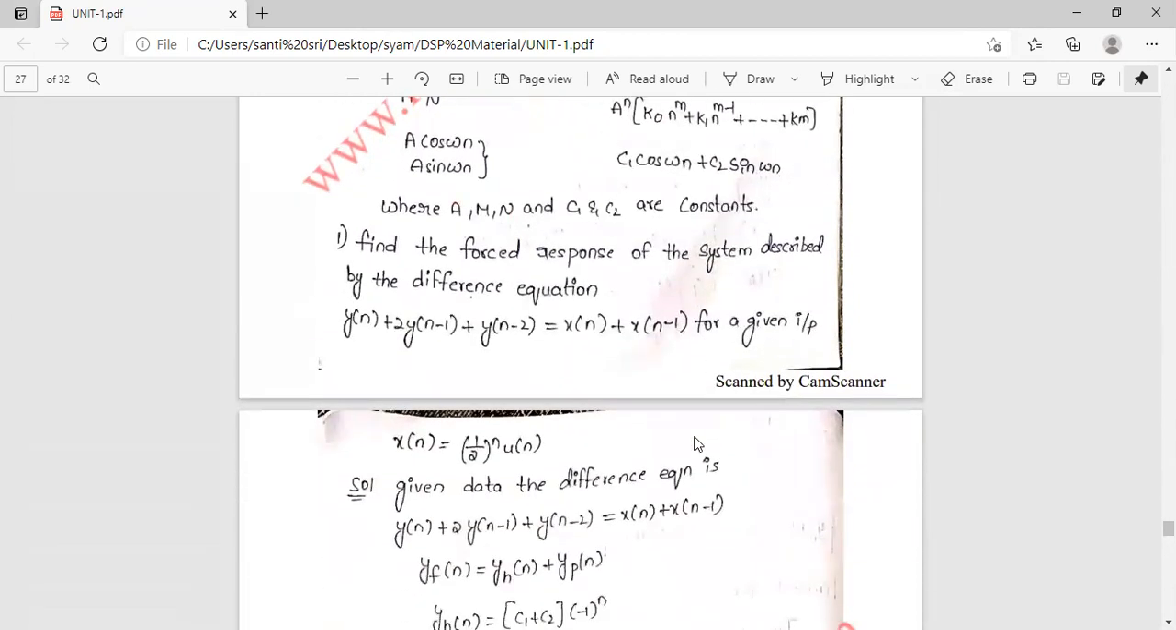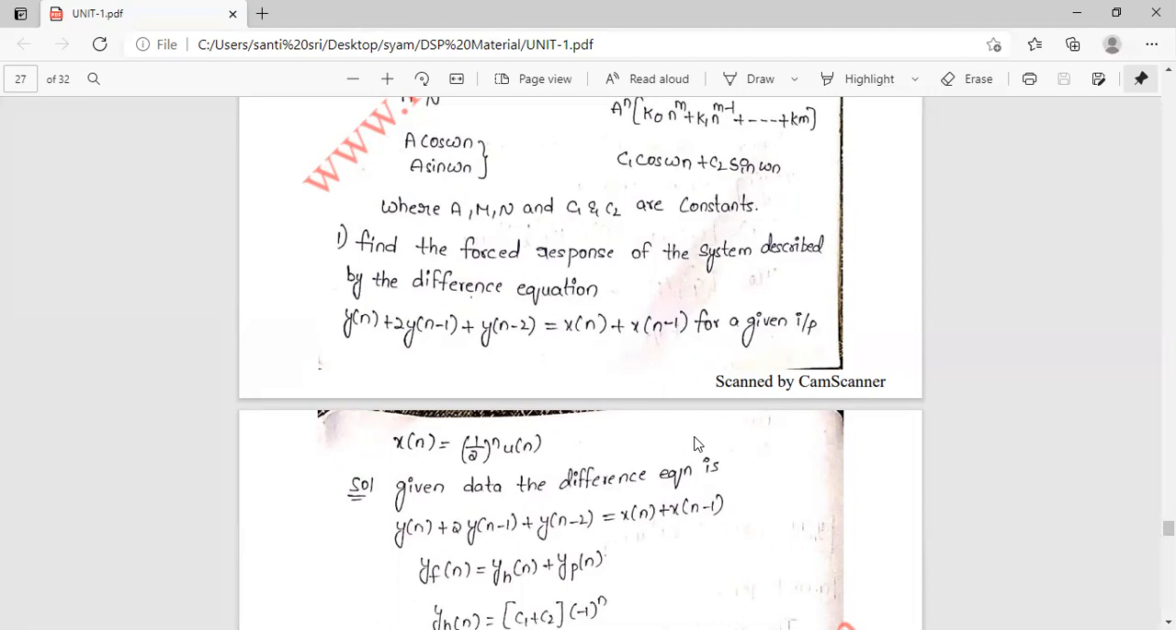Find the forced response of the system described by the difference equation y of n plus 2 into y of n minus 1 plus y of n minus 2 is equal to x of n plus x of n minus 1, for the given input x of n equal to 1 by 2 whole power n into u of n. So the given difference equation is y of n plus 2 into y of n minus 1 plus y of n minus 2 equal to x of n plus x of n minus 1.